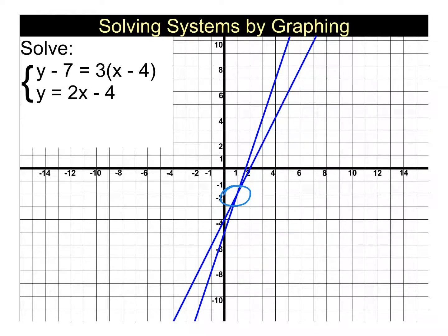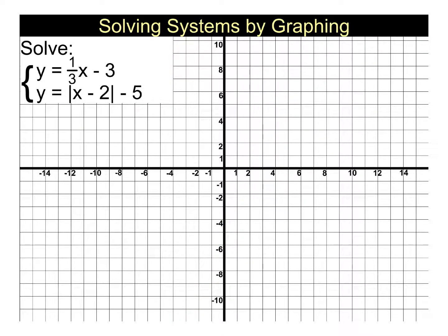All right, now it asks us to solve this. So the solution is where they cross. So the coordinates of that point are, well, x first, so that's 1, comma, negative 2. The solution is the coordinates of that point, both x and y. So our answer here is 1, negative 2.